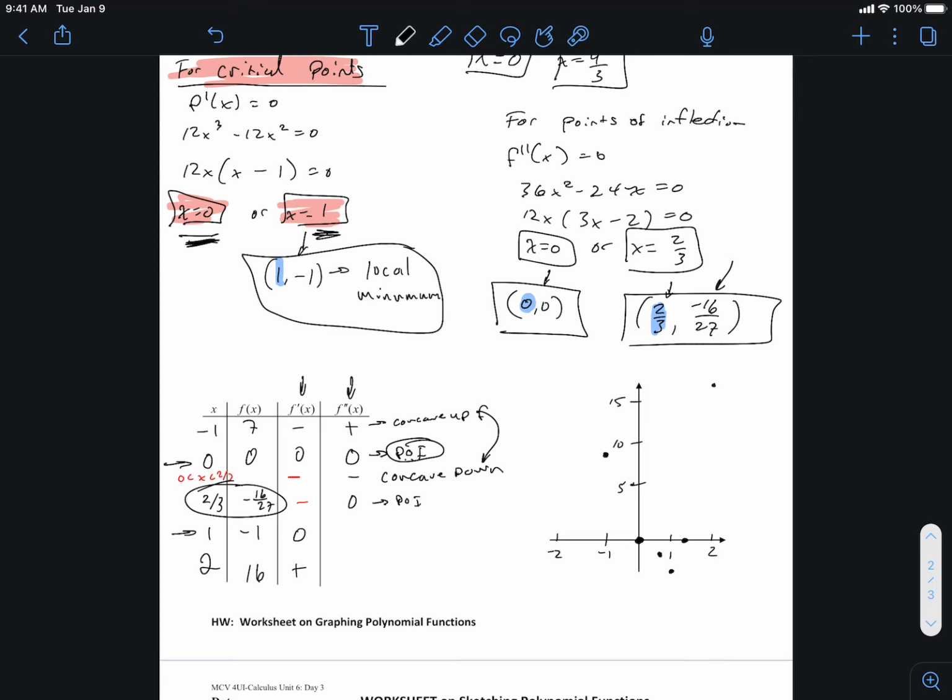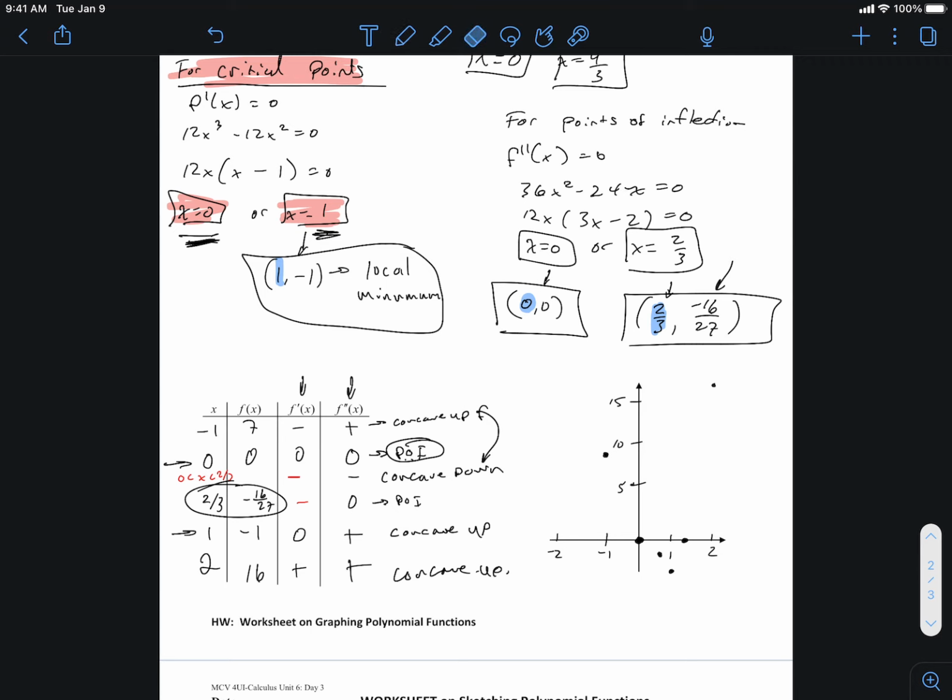If I plug in 1, I get a positive number. So this indicates concave up again. And then if I plug in 2, it's still concave up, okay? So now I can have a pretty good idea as to what's going on with this graph, right? So I can say concave up, you remember, looks like this, and concave down would look like this, okay?